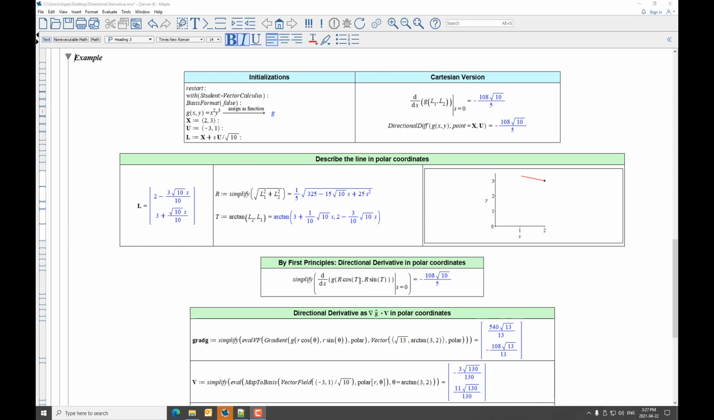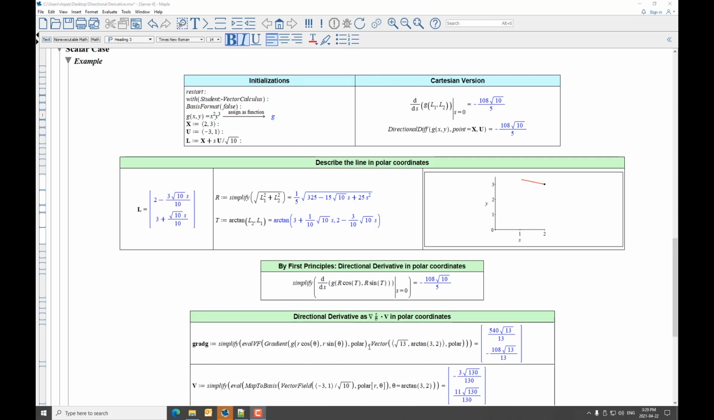So we can apply first principles now. G evaluated at x, which is r cos t, y, which is r sine t. Take the derivative with respect to s at s equals 0, and we get the right number. So by first principles, we can work in polar coordinates, at least in the scalar case. How about getting the directional derivative in polar coordinates of a scalar as something like gradient dot direction vector? Let's see if we can do that.